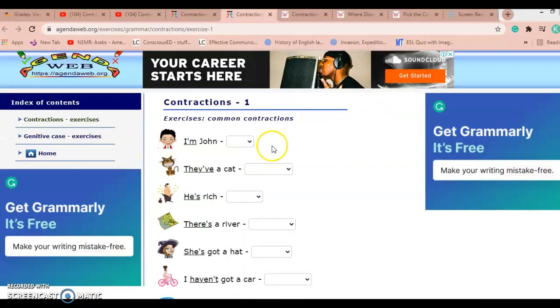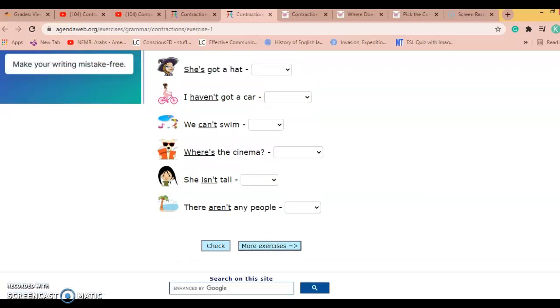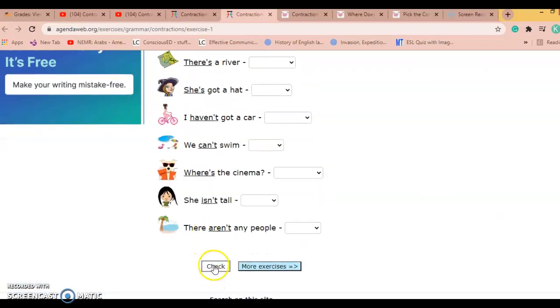Next, I will send you this link. This is a game online. I think you can open it on your phone, but if you have a laptop or a computer at home, it will be much better. If not, please try to open it on your phone. It's very, very fun. So, I am John. You have to click here and you have to choose. I am John. And you go on. When you're done, you can go to more exercises and the question will tell you if it's correct or not when you check your answer.